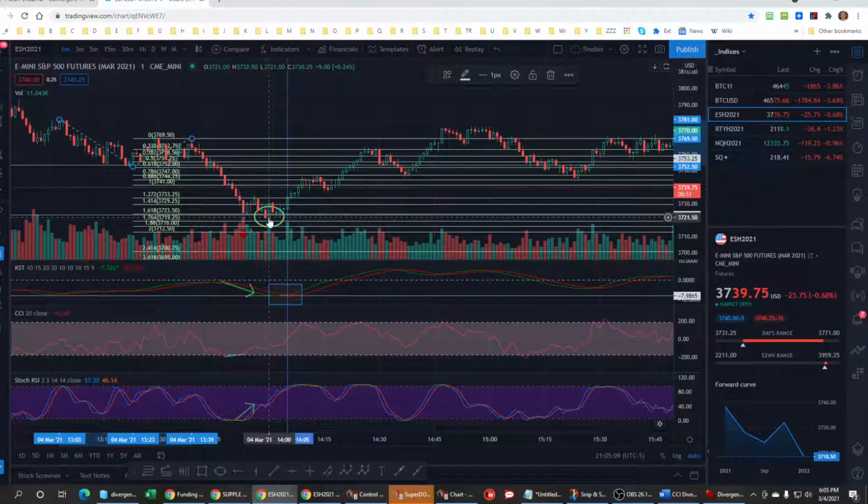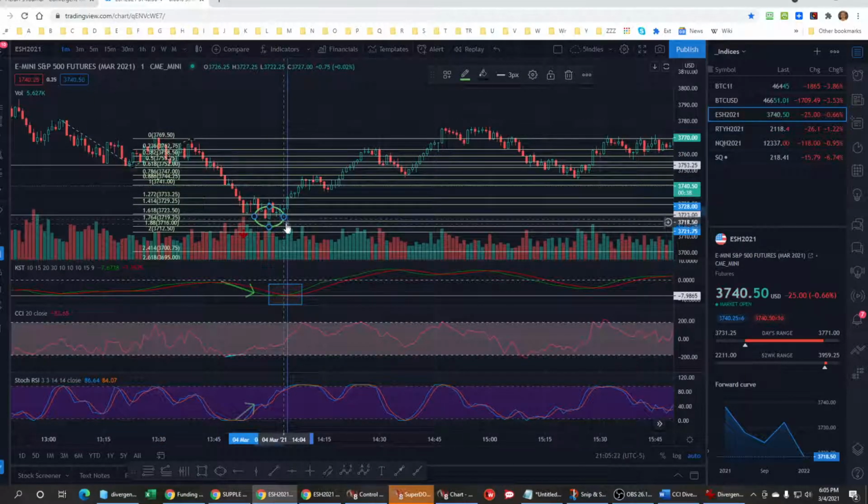So even if you don't buy these, even if you don't manage to buy that, you can still wait for this to turn up. Once the KST crosses up, you can buy anything here. Let's do that. Let's put that over there. So let's go like this.